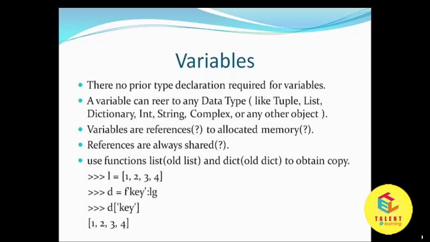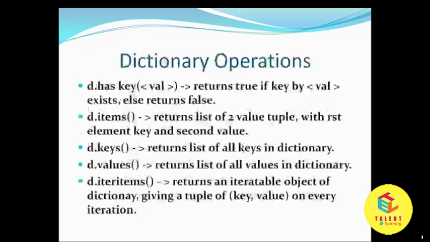L is equal to 1234. D is equal to {'key': L}. Now we print D['key'], so our output is 1, 2, 3 and 4.